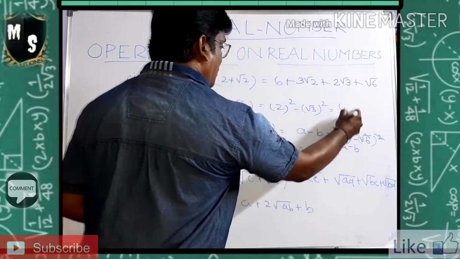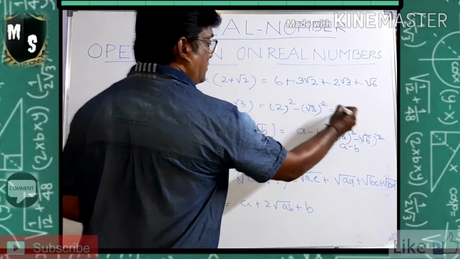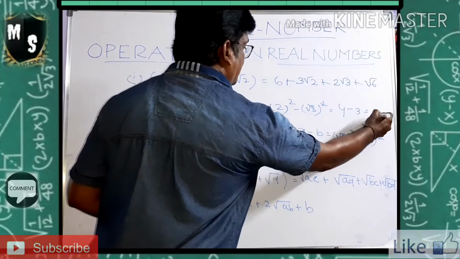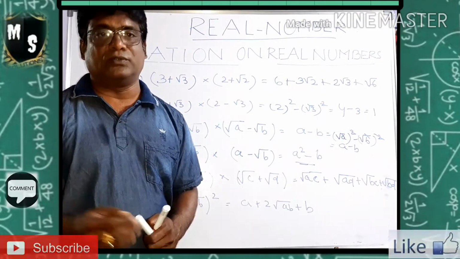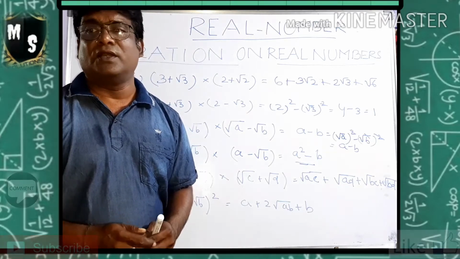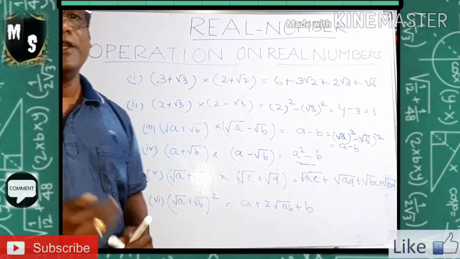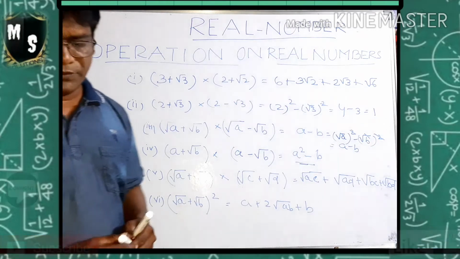Now 2 square is 4 and root 3 square, square root cancel, it is 3. Now it is 1. So like this the sums will be done. Some 2-3 other sums are there. You try it, and when you will practice, you will know it is very easy for you.